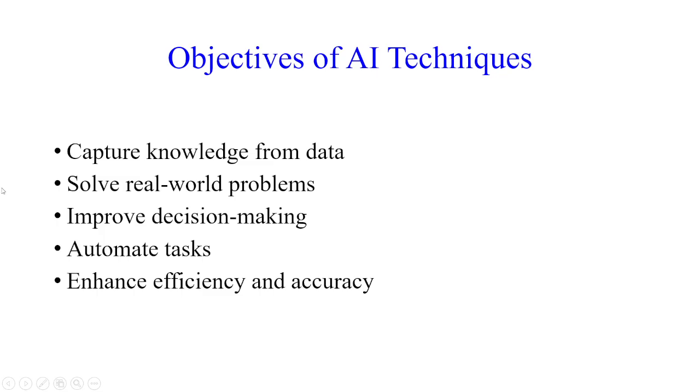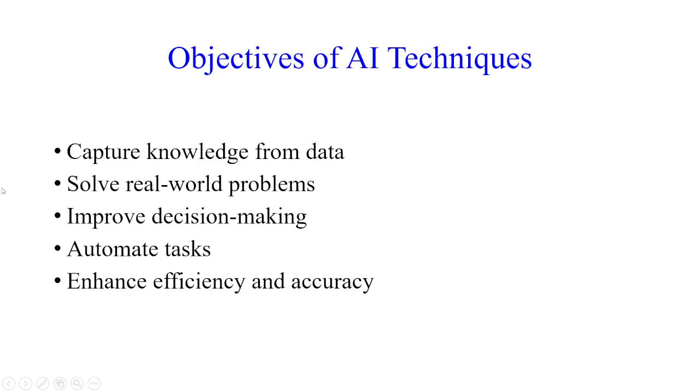Okay, so what we understand here is we have to deal with a large amount of data. So the ability to extract meaningful knowledge from the raw data is the very first objective. Secondly, to solve real world problems. AI is not just a theoretical concept, it is actively being used to solve real world problems, from predicting diseases to detecting fraud in banking. We will see some examples.